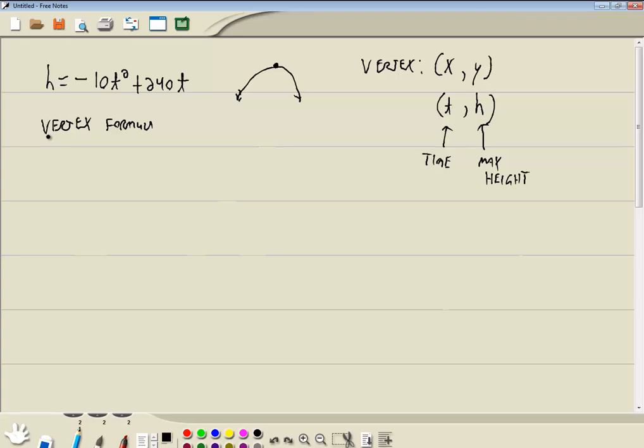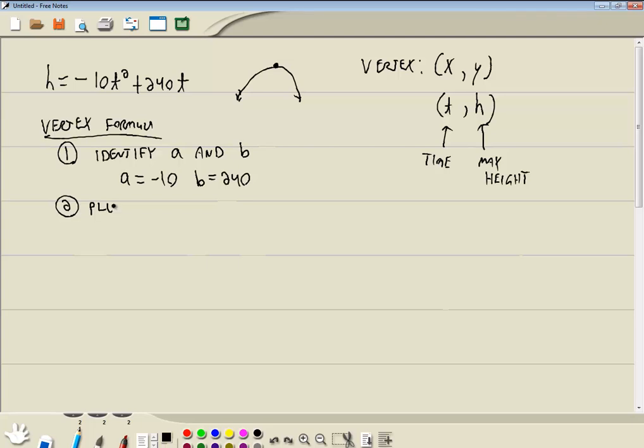If you remember our vertex formula, step one is we want to identify a and b. Let me actually write that out. So step one, identify a and b. Now a is going to be whatever number is in front of your t squared, which is negative 10. And b is going to be whatever number is in front of your t, which is 240.